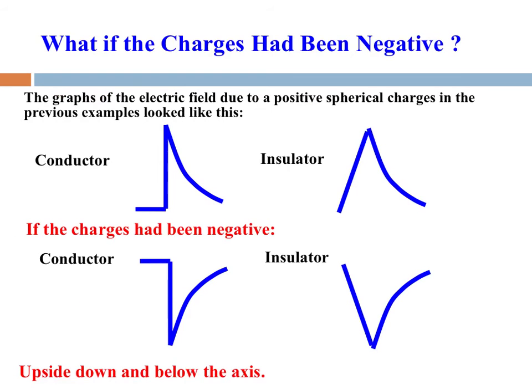In the previous example, all of our charges were positive, so you saw what our graphs would look like. Now, if the charges had been negative, you would just use the upside down or inverse version, and this would be below the axis.